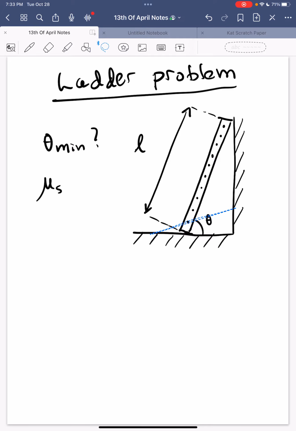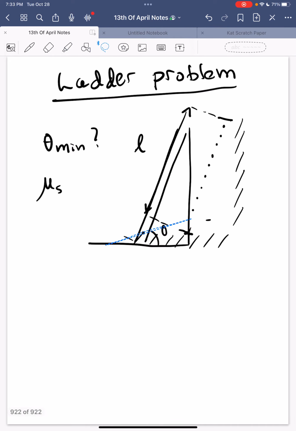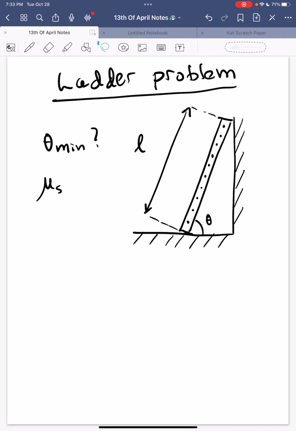How big can I make that angle before it starts to slip? And you might guess that if I'm leaning the ladder way out like that, it's basically going to start to slip. So what's the minimum angle I can use to keep this ladder in place given a coefficient of friction of mu s? The ladder's got a length of L and it's got a mass of m. So let's see if we can solve this thing.